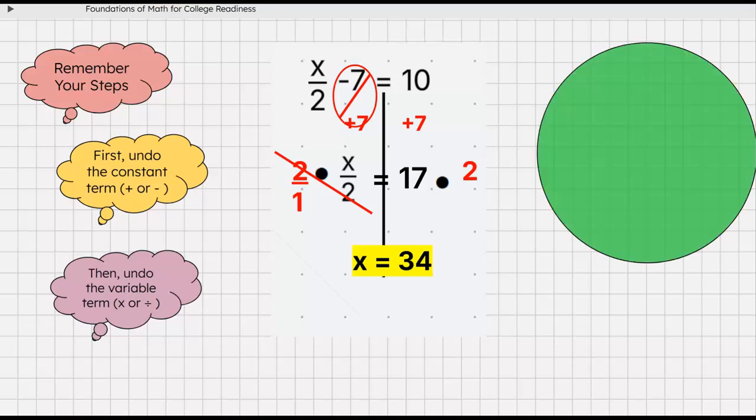We're not done yet. We have to check our answer. So our original equation was x divided by 2 minus 7 equals 10. If we were to substitute our solution into this equation, we would have 34 divided by 2 minus 7 equals 10. Remember PEMDAS that we should do 34 divided by 2 first, which is 17 minus 7 equals 10. 17 minus 7 does equal 10. So 10 equals 10, and we are correct.